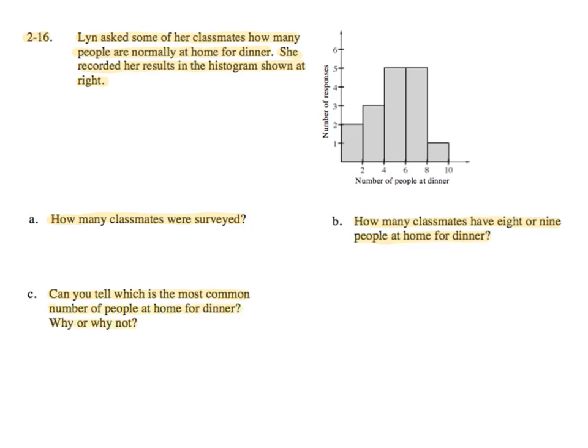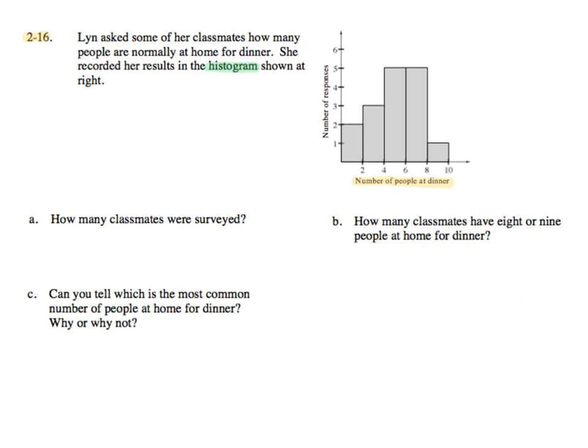Why or why not? So in this word problem and visual picture, we're given a histogram. And a histogram gives us visual information. Specifically, right now, it's about how many people are at the dinner table and what the responses are. So we need to make sure we know what is on the x-axis. The x-axis says number of people at dinner.